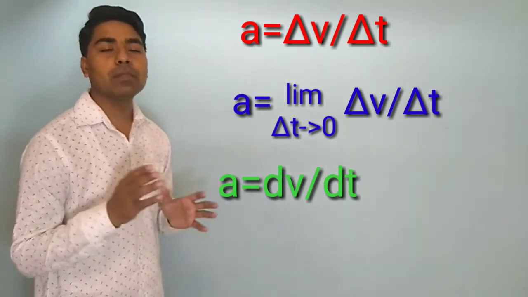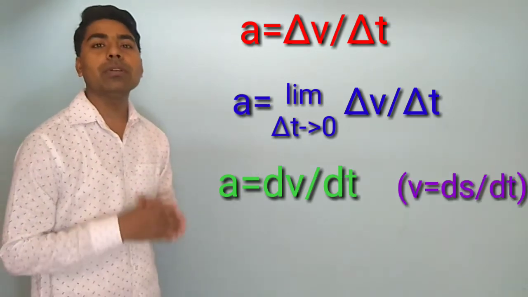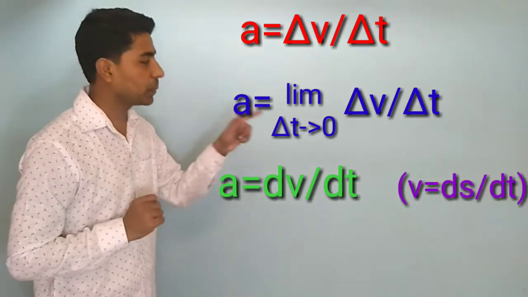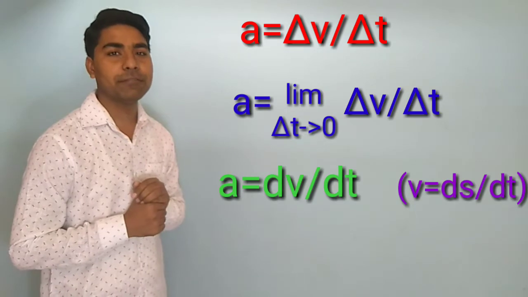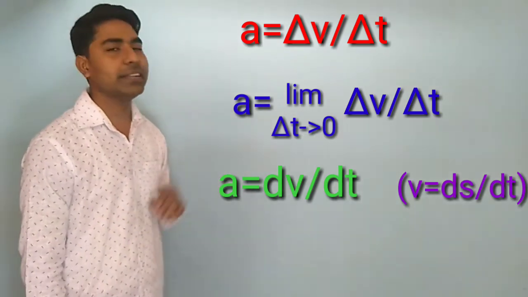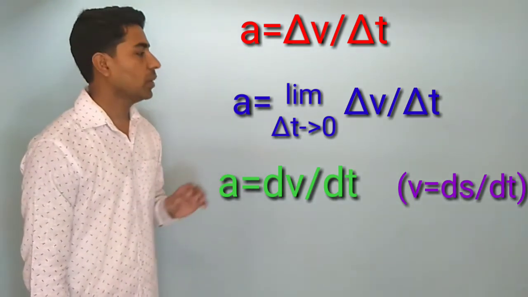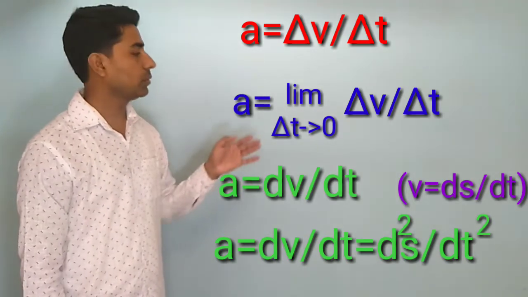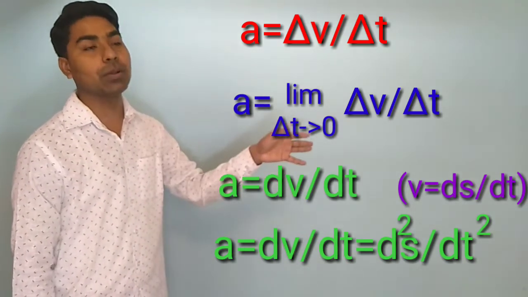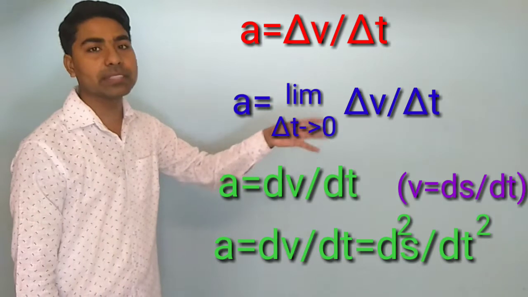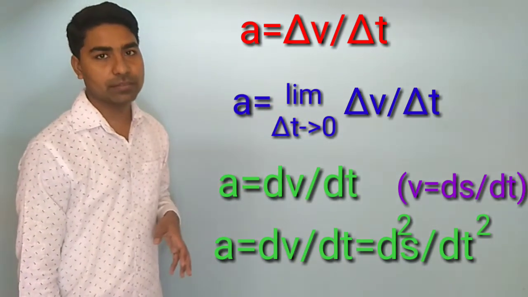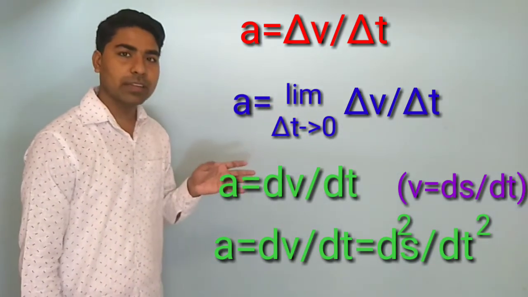And if you remember, what was v? v was equal to ds upon dt. Just place that instead of v. So on writing ds upon dt in place of v, we will get acceleration is equal to dv upon dt is equal to d2s upon dt square. So this is all about acceleration.